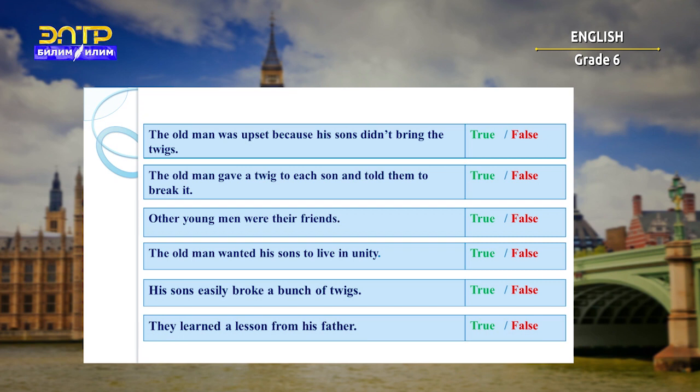It's time to check the answers. The old man was upset because his sons didn't bring the twigs. It's false. The old man gave a twig to each son and told them to break it. Great, it's true.